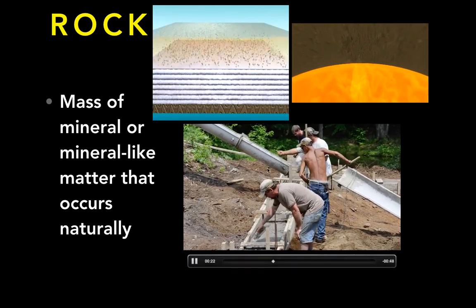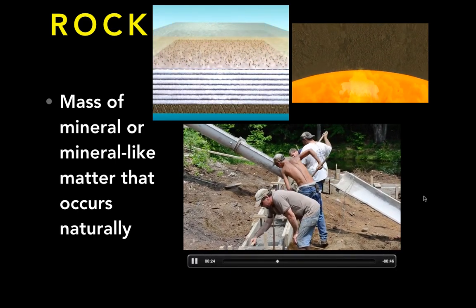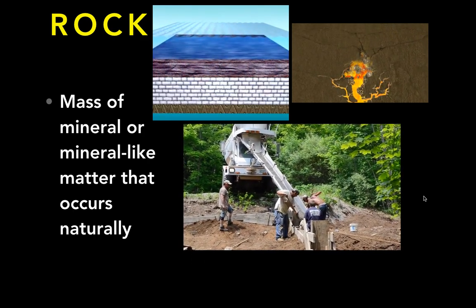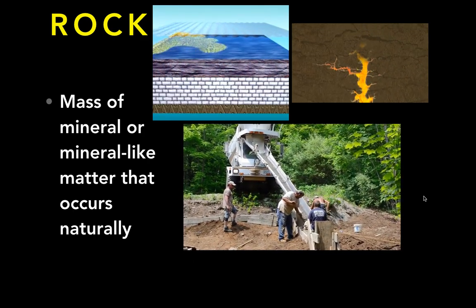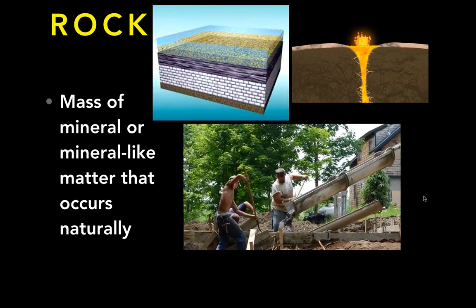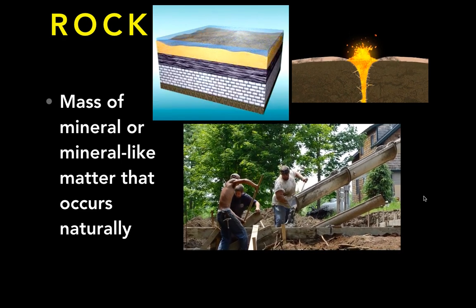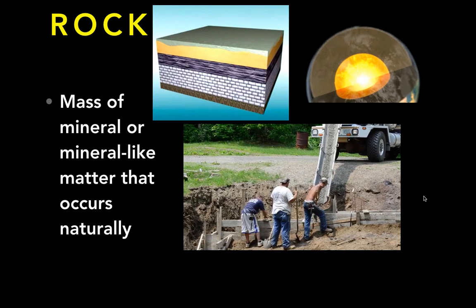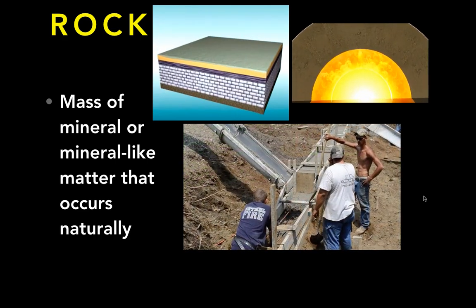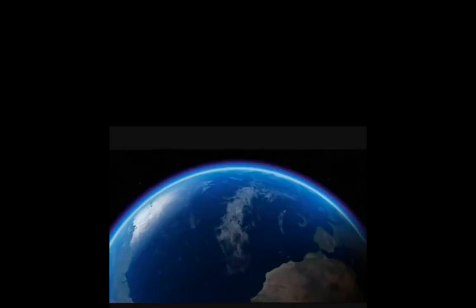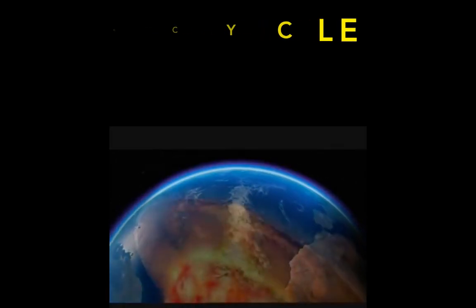Like, for example, here on the bottom, this video, those are construction workers who are building a wall. Those are man-made rocks. Those are not the type of rocks we're going to study in this class. We are only going to study rocks that are created by nature. So again, a rock is a mass of mineral or mineral-like matter that occurs naturally. The rock has to occur naturally. In other words, it has to come from Mother Nature or from the earth.